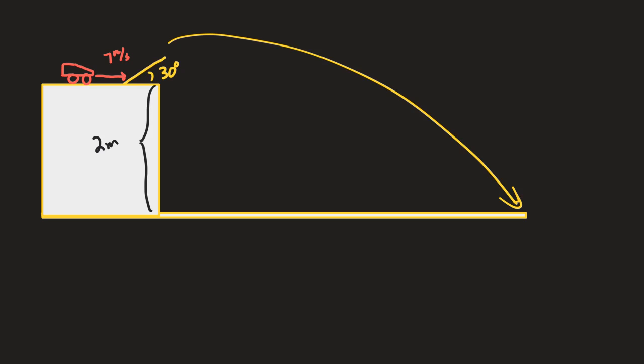Again, relatively straightforward problem here, which is why I was shocked. But again, a car at 7 meters per second approaches a 30-degree ramp on top of a table 2 meters tall. I would like you to tell me where the car lands. So in a few minutes, I'm going to wander around the classroom and see what their answers are.